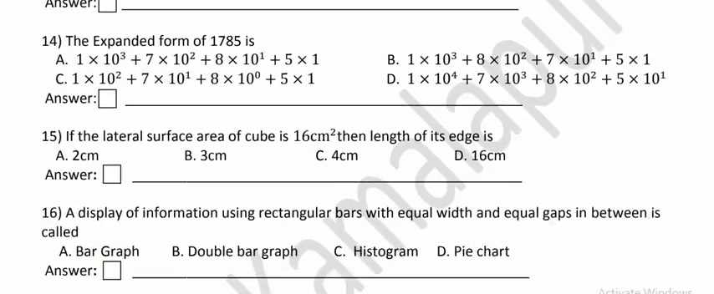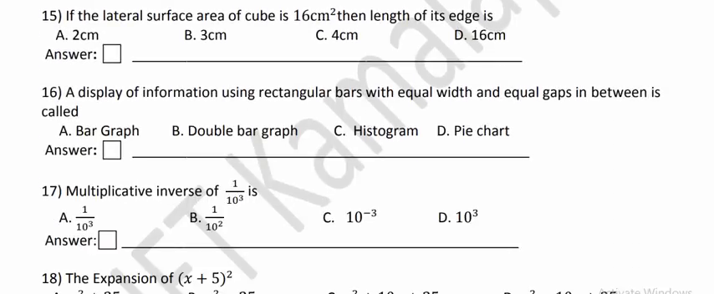Then in the 15th question: if the lateral surface area of the cube is 16 centimeter square, then the length of its edge is. Here they given the cube, and the lateral surface area of this cube means we have to leave out the top and bottom. All the sides are equal. So the front side area is a square and the side one is a square. There are totally 6 squares, but we have to consider only 4. We leave out top and bottom. That gives you 4 a square.